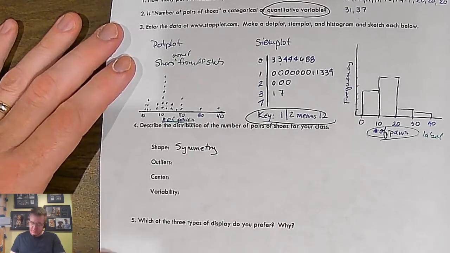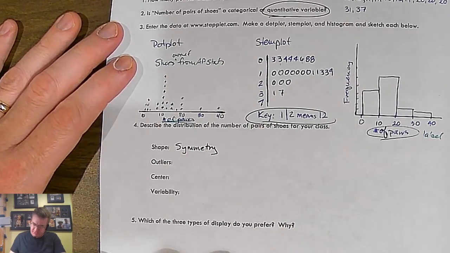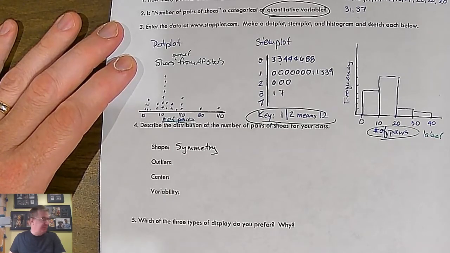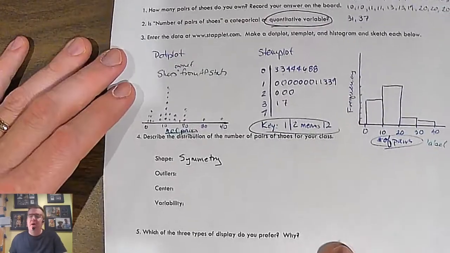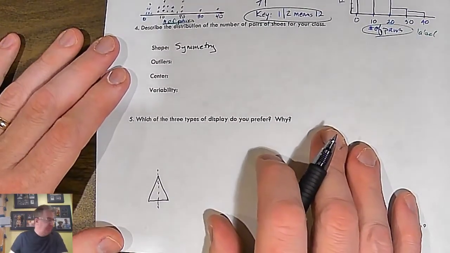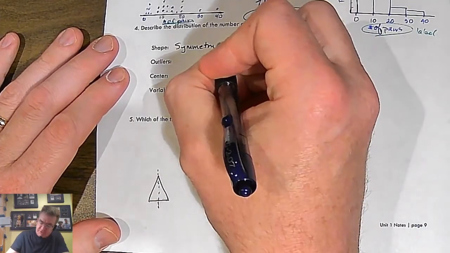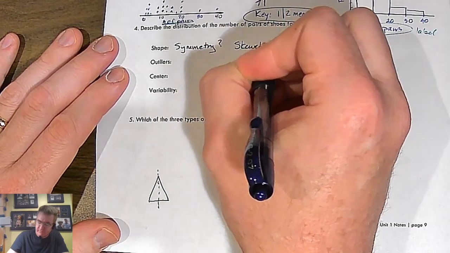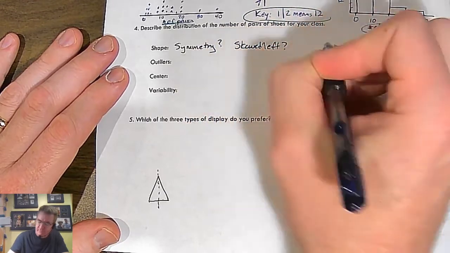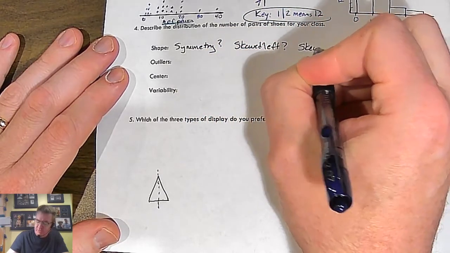Remember, symmetry, a triangle can be symmetric because you can put a mirror on both sides. These are the same, so these would be symmetric. Those would be symmetric. You could also say, is it skewed left, skewed right? We'll talk about what those mean.